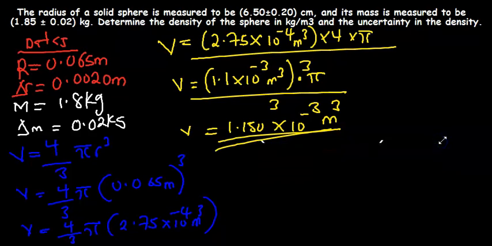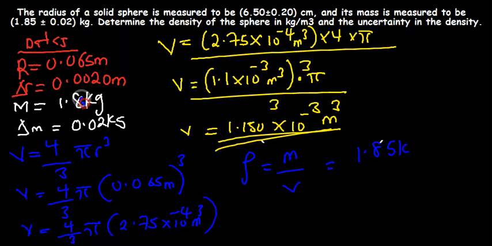So this is the value for our volume. The next thing we need to do is to find the density. The formula for finding density is simply our mass divided by our volume. And notice that the unit for our mass is going to be kilogram. Isn't it? 1.85 kilogram, I made a mistake here.